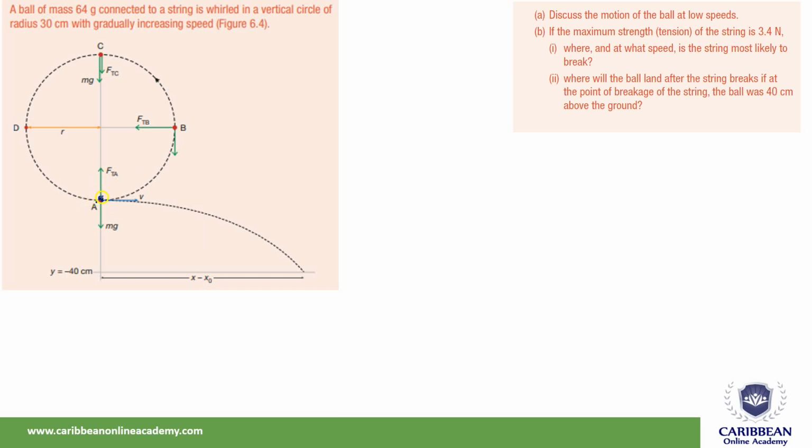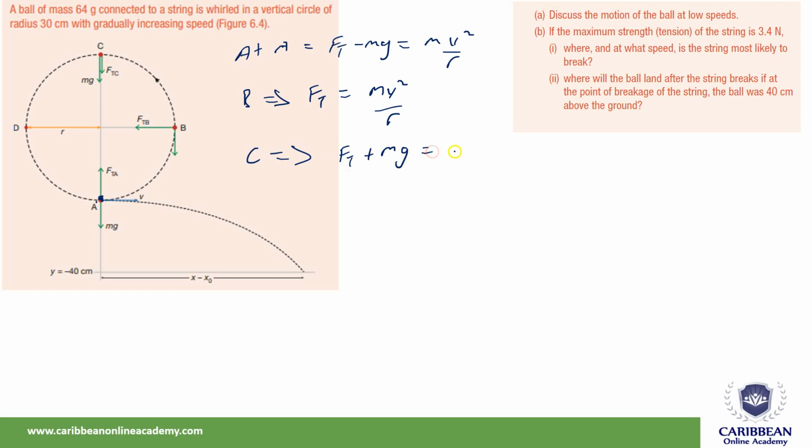So at point A, we can say the net force acting on the system is going to be Ft minus mg, and that is equal to mass times v squared upon r. Now at point B, Ft is equal to mv squared divided by r, and at point C, we can clearly see that Ft plus mg is equal to mv squared divided by r. At point D, similar to point B, your tension force or your centripetal force is given as such.